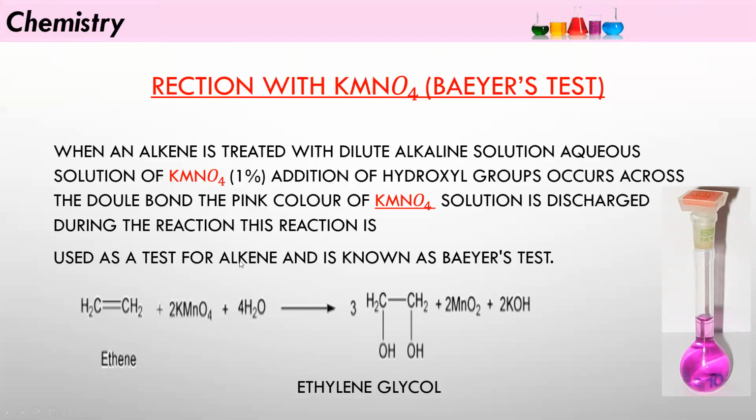This reaction is also used as a test for alkenes, and you can see that the chemical equation shows ethene reacting with dilute KMnO4. It will convert it into ethylene glycol, in which two hydroxyl groups are attached to the two adjacent carbon atoms of ethene, and this is a saturated compound. This ethylene glycol is used as an anti-freezing agent, and we also obtain manganese oxide and potassium hydroxide.